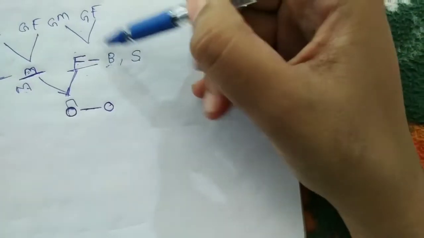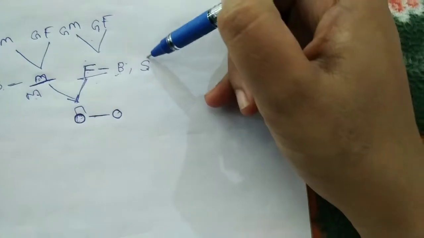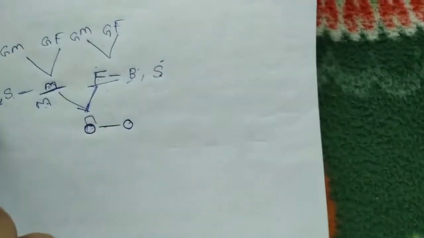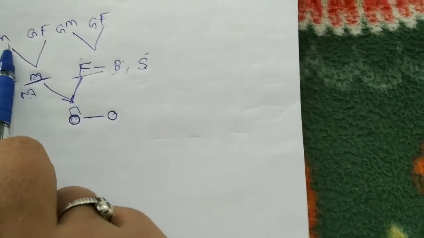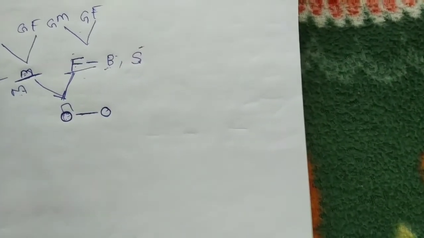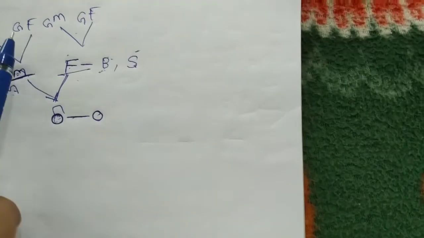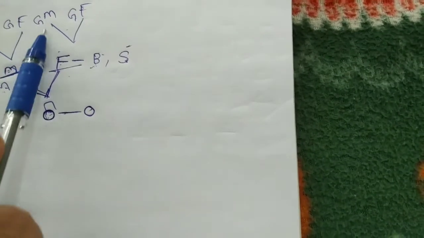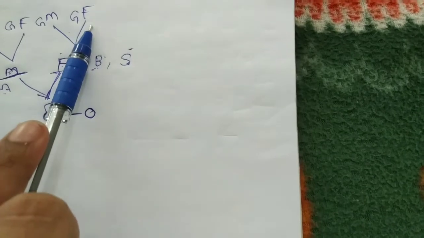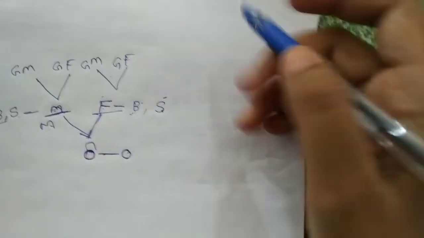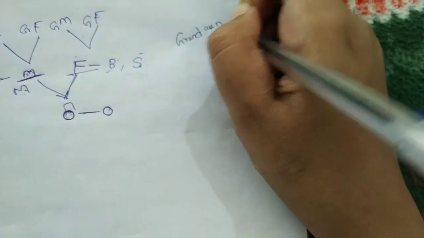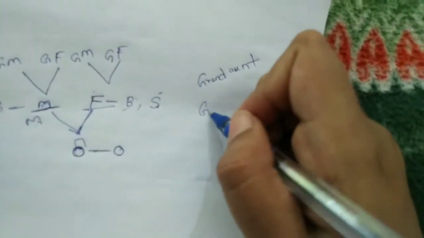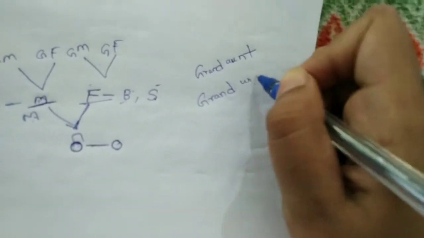So those are related how? Paternal uncle and paternal aunt. Maternal uncle and maternal aunt. Those also like that only. They also: maternal grandmother, maternal grandfather, paternal grandmother, paternal grandfather. And two more terms: grand aunt and grand uncle.